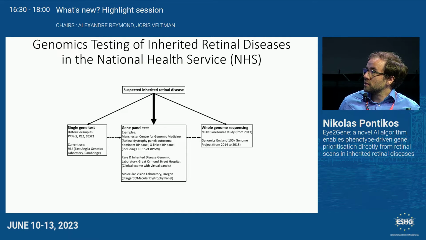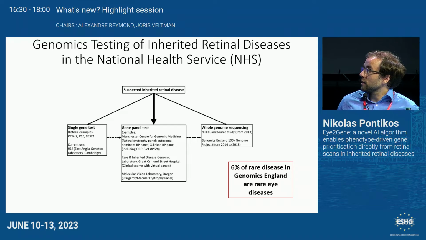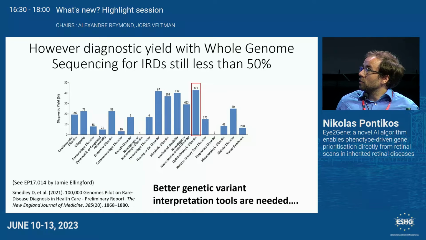Traditionally, single gene testing has been used, and then gene panels, and now more and more we're seeing whole genome sequencing be used to diagnose these patients. And actually, we heard about Genomics England previously from Jenny, and I think there's around 6% of the patients in the rare disease cohort who are rare eye disease patients, so quite a lot of patients. We've also seen from Jenny that the overall diagnostic rate is around 25% over the whole of Genomics England. For ophthalmic disorders, it's a bit higher, it's 50%, but it's still pretty good.